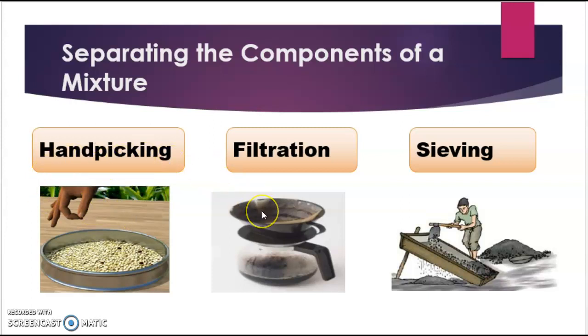In the filtration method, for example, coffee flavor is filtered out from the coffee bean. This way we can get a coffee flavor. In sieving, unwanted shapes, sizes and particles can be separated from the mixture. So these are some physical methods, like handpicking, filtration and sieving, which separate the components from a mixture.